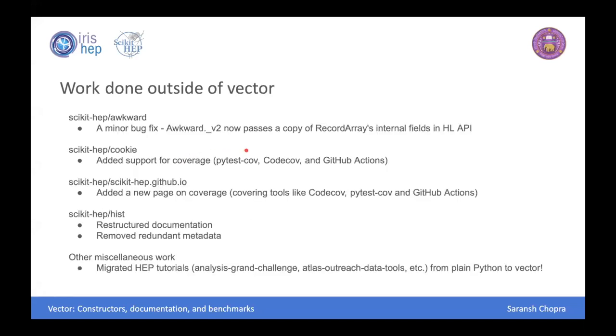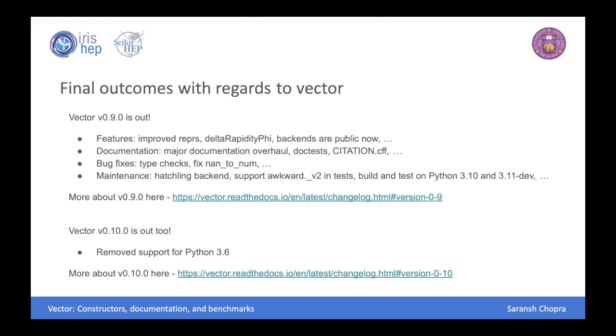Work done outside of vector. This was related to my fellowship work, but done outside of vector. So a minor bug fix in awkward, adding support for coverage in cookie, adding a new page on coverage on scikit-hep.github.io, which is live right now, so you can check that out. And some fixes in Hist and migrating HEP tutorials to use vector from plain Python. So promoting vector in a sense, and letting people know that vector is ready to be used inside of your HEP workflows.